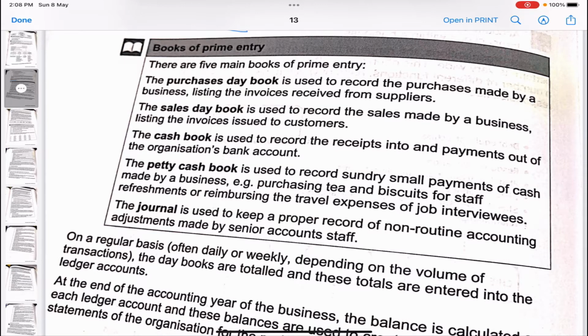The cash book is used to record the receipts into and the payments out of the organization's bank account. Whatever cash comes in, we record in the cash book. Whatever cash goes out, that also we record.